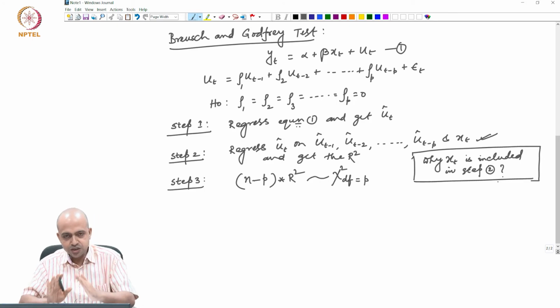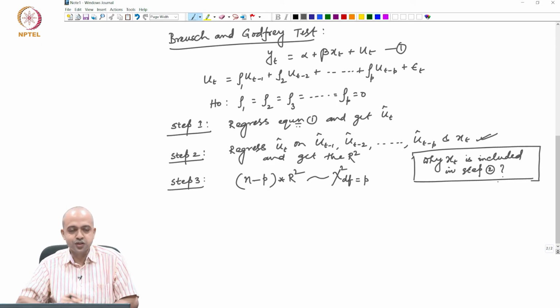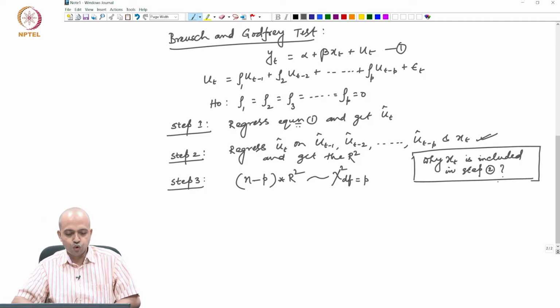Right. So, this is the Breusch-Godfrey test. This is a more generalized test. Why is this so? Because I have assumed a more generalized data generating process for the ut. That is why ut depends on all its previous values and the lag is up to p.